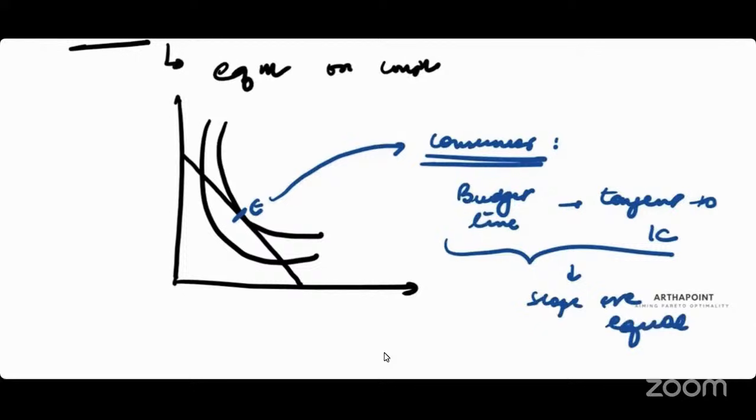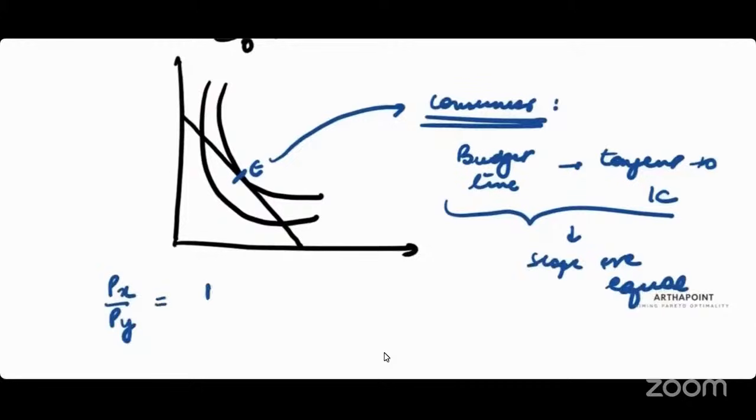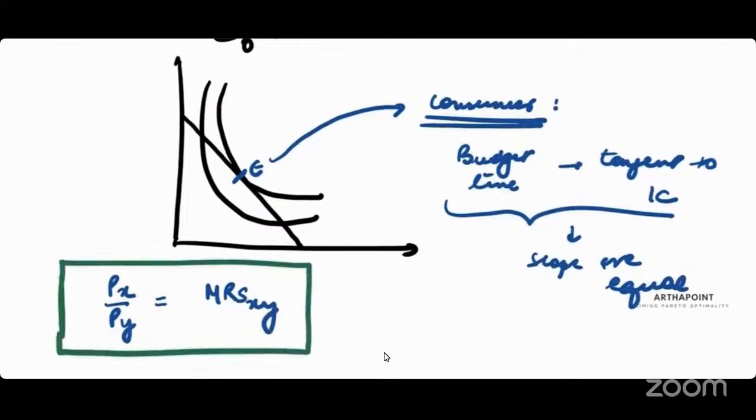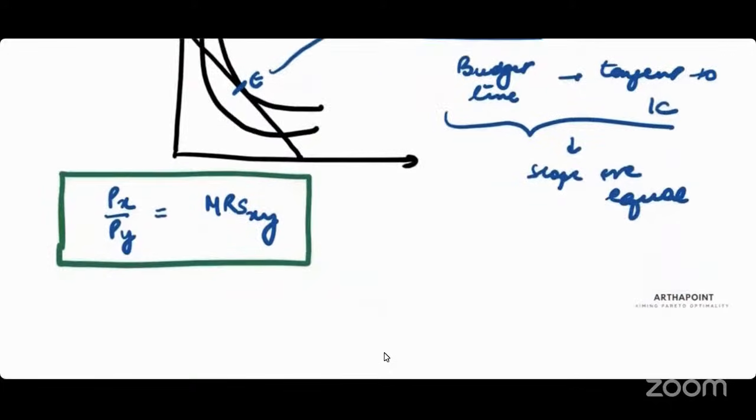What is the slope of the budget line? It's Px by Py. What is the slope of the indifference curve? It is MRS xy. So at equilibrium, the two are always equal. What is MRS xy? I'm taking it in absolute terms, not with the negative sign.